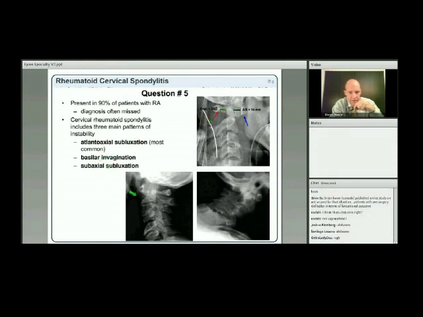Other patterns are basilar invagination, which is much less common, where you can see that the tip of the dens actually migrates up into the base of the skull. And the final pattern of instability is that of subaxial subluxation.